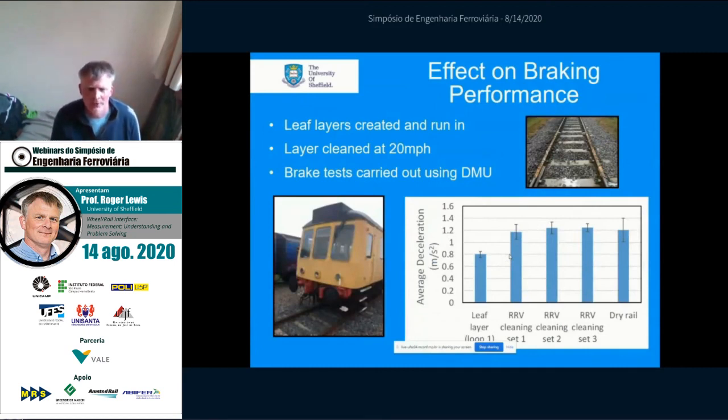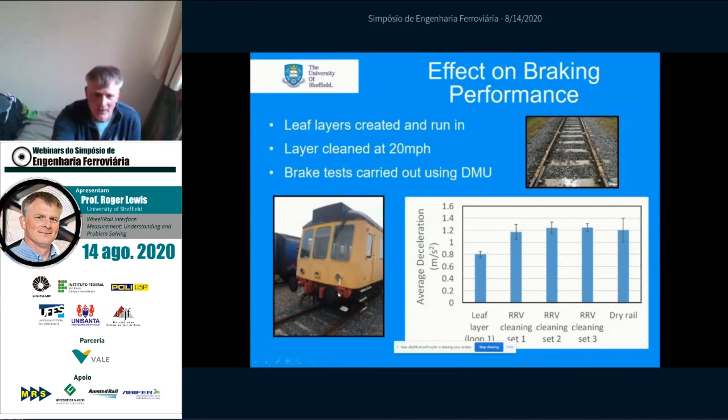We did do some tests as well to try and show what impact the clean rail had on train braking performance. You can see here a Class 117 DMU. This is a very antiquated train. It counts as a heritage vehicle, so it wasn't the most modern technology, but it was all we had available to do the testing on.